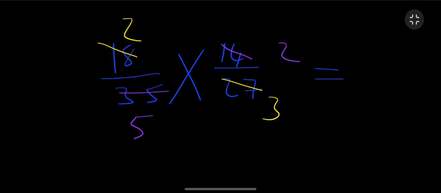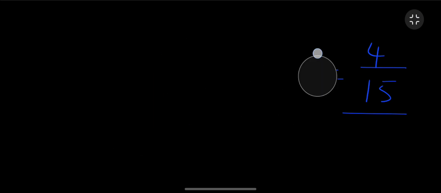Then we say 2 times 2, we're going to get a 4, over 5 times 3, we're going to get a 15. So our answer is going to be 4 over 15. Now let's move on to division.